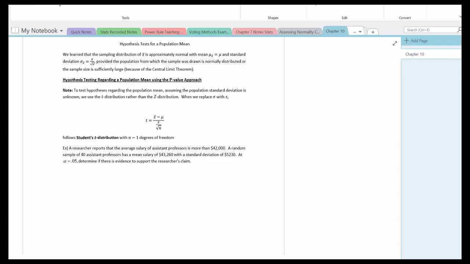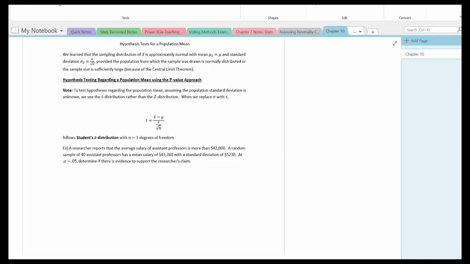In this video, we're going to begin our discussion with hypothesis tests for a population mean. So we've learned that the sampling distribution of the sample mean is approximately normal, with the mean equal to the population mean, and the standard deviation is equal to the population standard deviation divided by the square root of n, provided that the population from which the sample was drawn is normally distributed, or the sample size is sufficiently large.